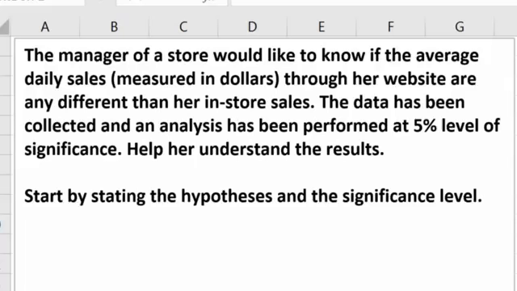The manager of a store would like to know if the average daily sales measured in dollars through her websites are any different than her in-store sales. The data has been collected, and we want to do an analysis at 5% level of significance. So first of all, she's wondering, is there a difference between online and in-store?